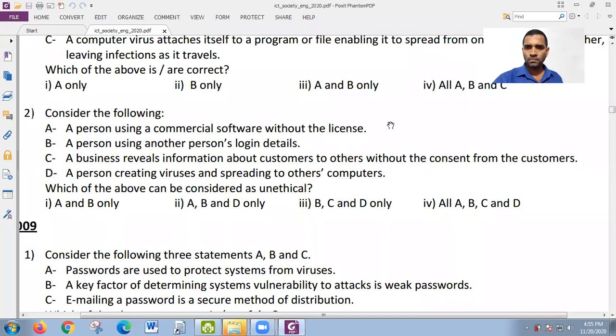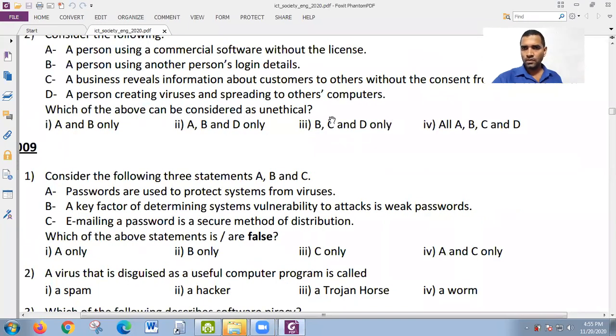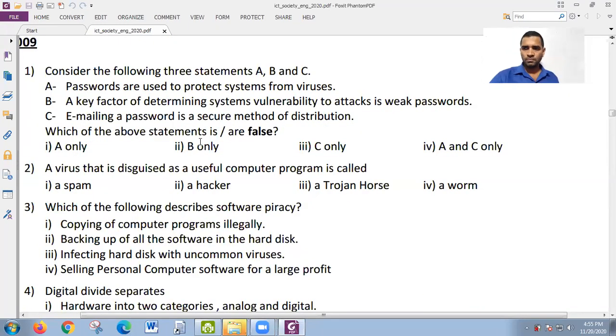Next one. 2009, right? Okay. Consider the following three statements A, B, and C. A. Passwords are used to protect the system from viruses. Look at the question first. Which of the above statements are false? Right? You are requested to find the false statement.